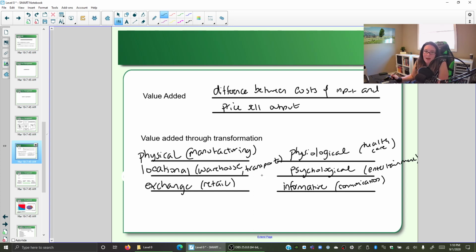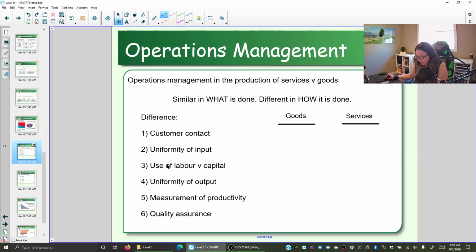So why does it matter? Why does it matter whether your company makes goods or services when we're looking at the operations of a company? Well, the operations and the tools we're going to learn this semester are very similar whether you provide a good or a service. Okay. What's different is how things are done.